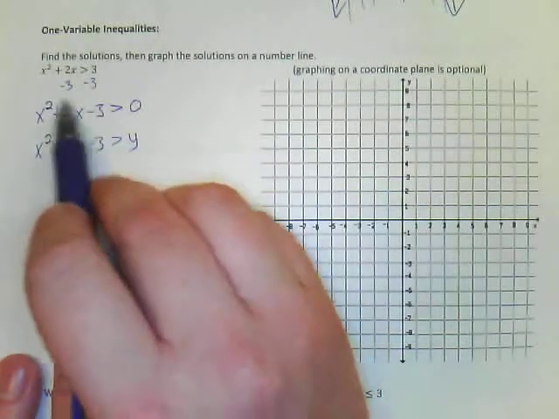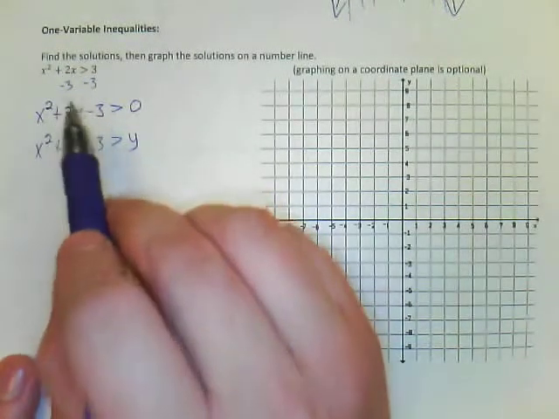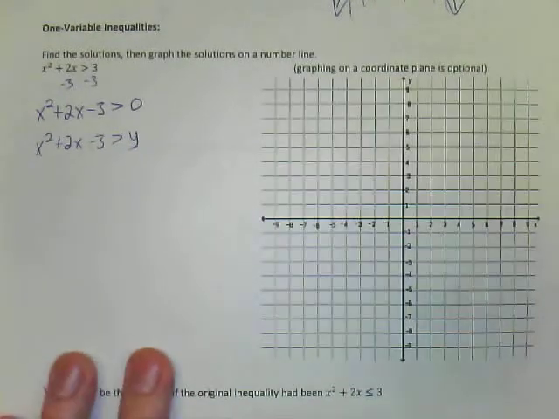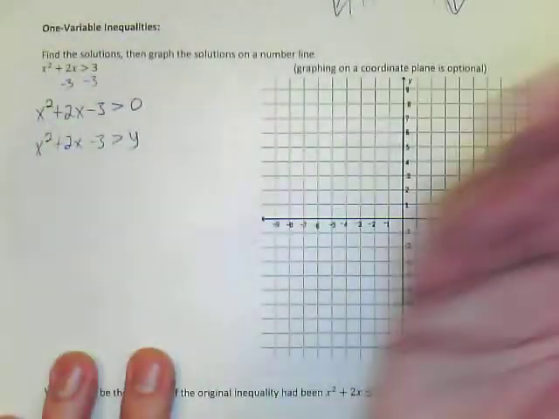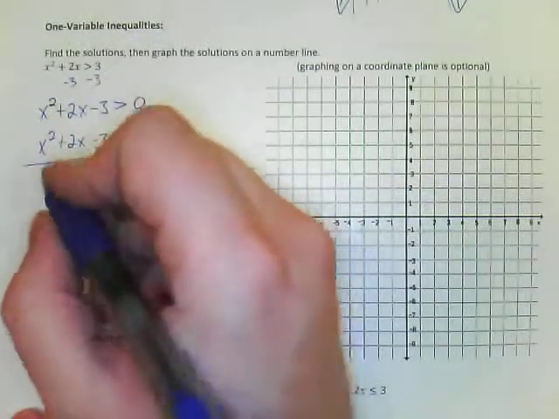Now again, we're trying to find where this is greater than 0. But if we can find where it is 0, then we can go just to the sides of those points, and that will be where it's greater than 0. Okay, so let's use, say, the quadratic formula. Or if you wanted to complete the square, you're absolutely welcome to do that. I'm going to use the quadratic formula.